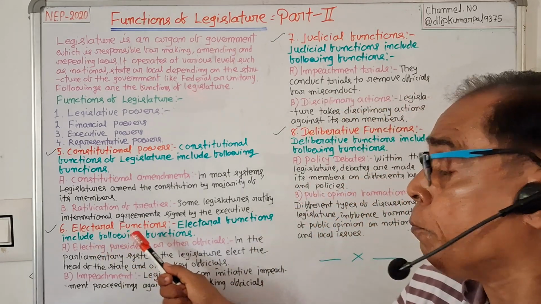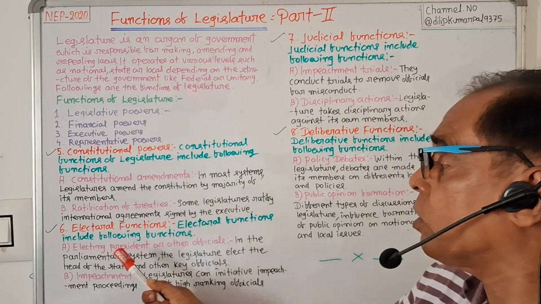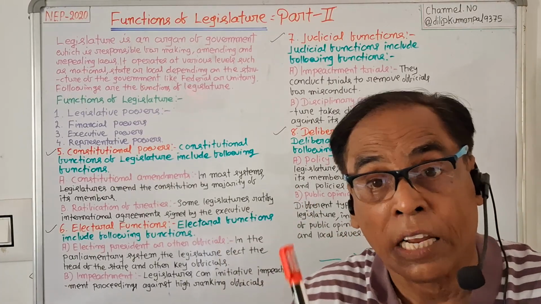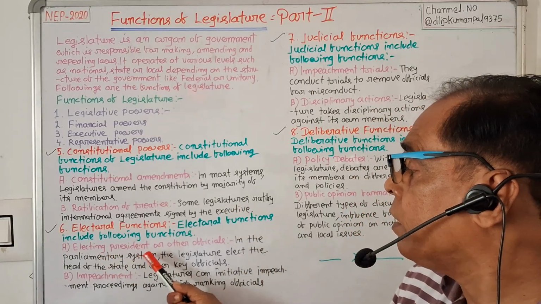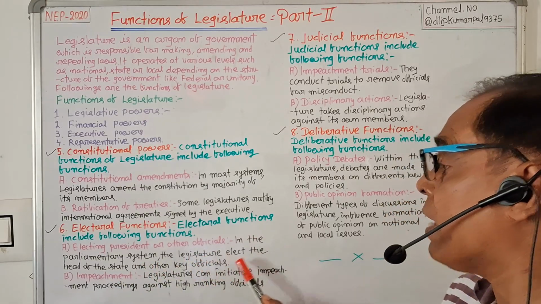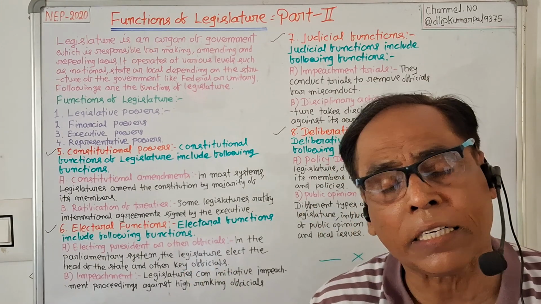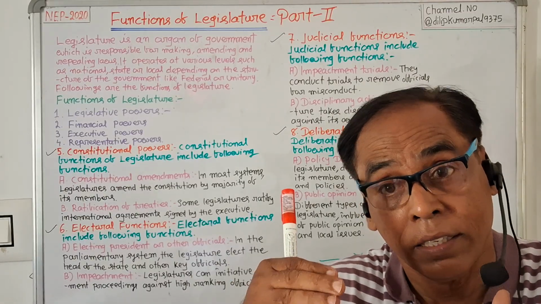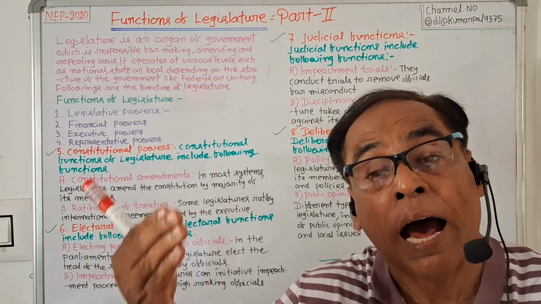Then we will discuss electoral function of legislature. The legislature has some electoral functions. Number 1, electing president or other officials. In the parliamentary system, the legislature elects the head of the state and other key officials. So the legislature has some elective function.